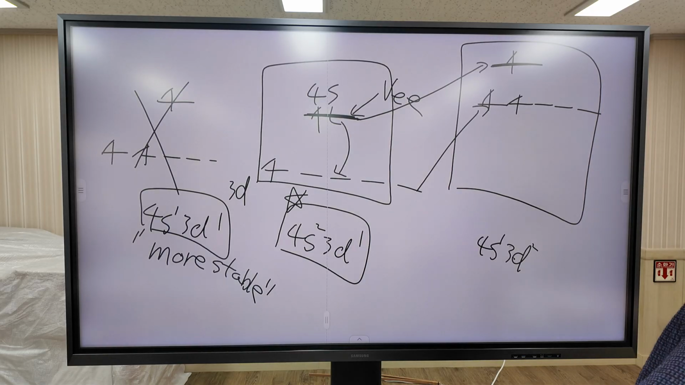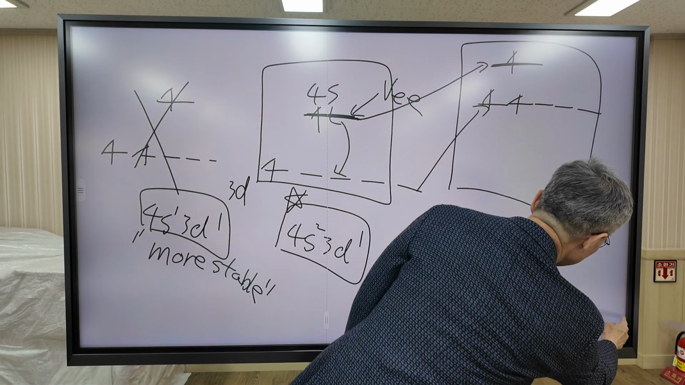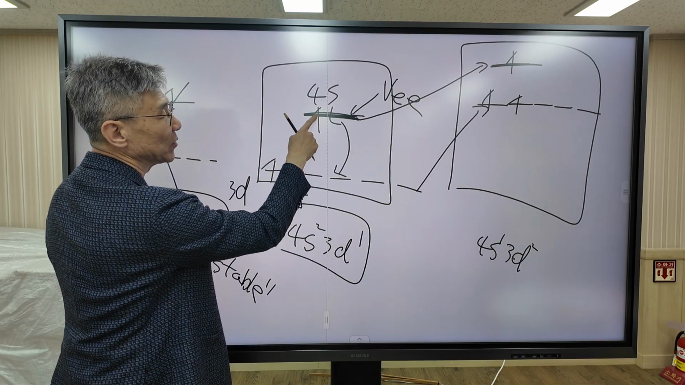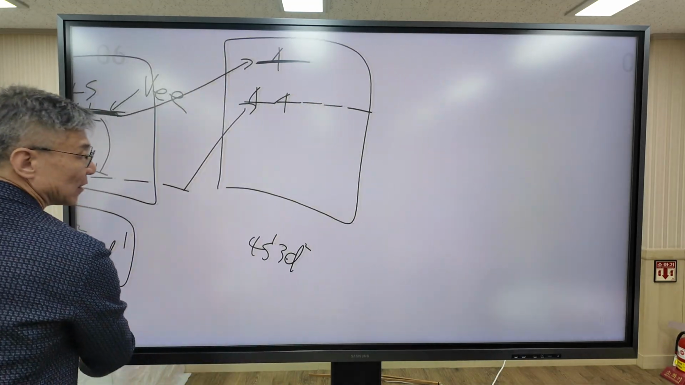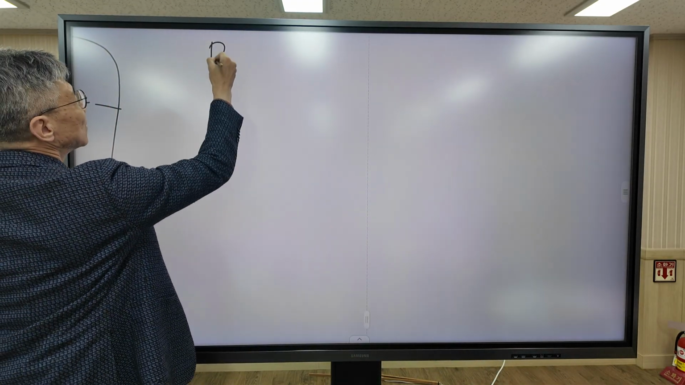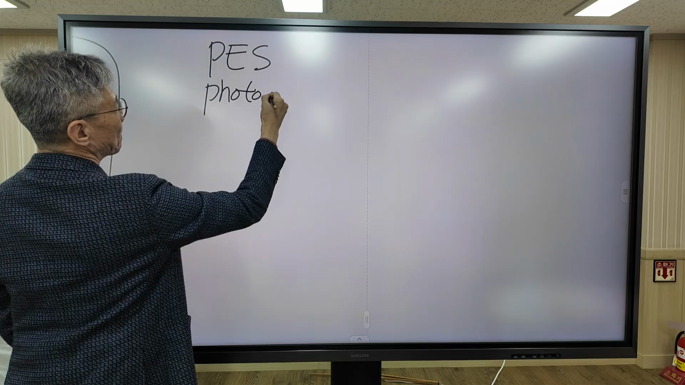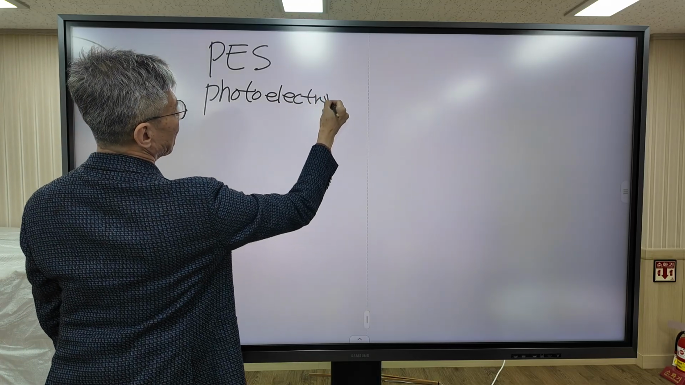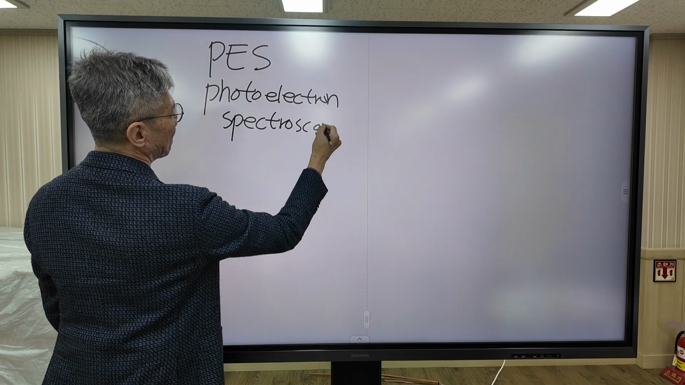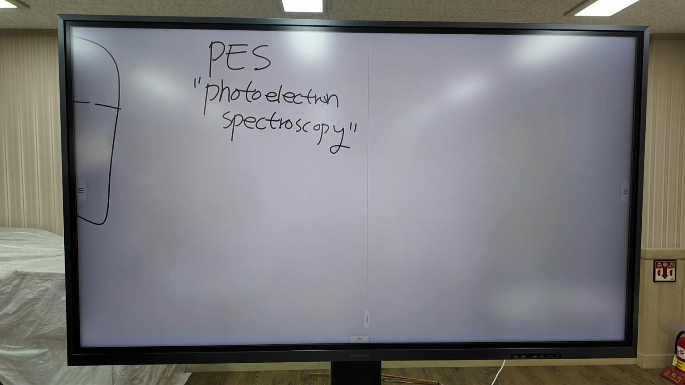Okay. Now let's move on. The next question is how to measure the orbital energy. How can you measure orbital energy experimentally? The spectroscopy is called photoelectron spectroscopy. Using photoelectron spectroscopy, we measure the orbital energy.